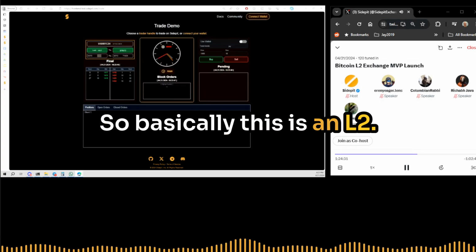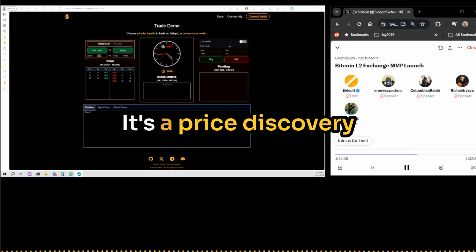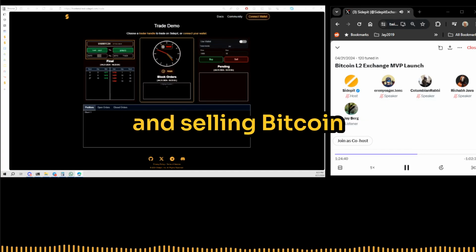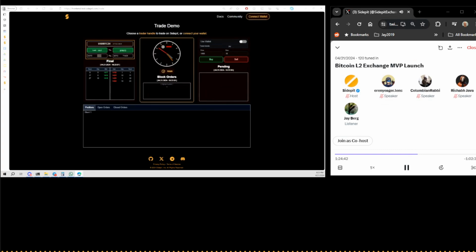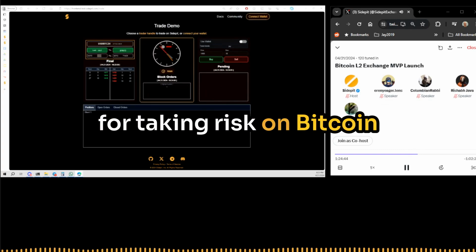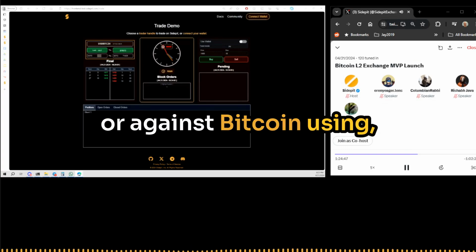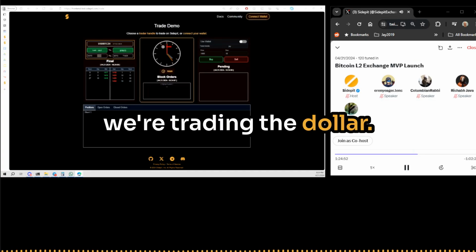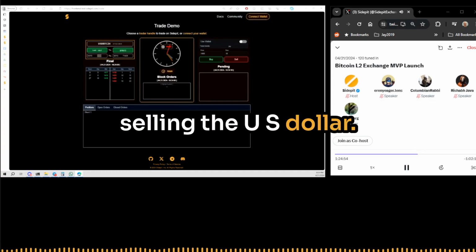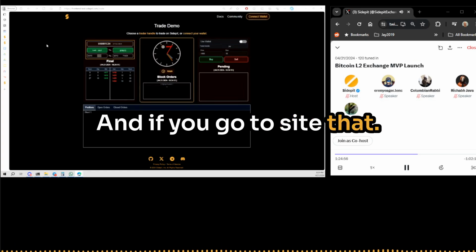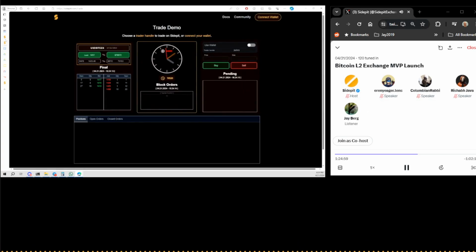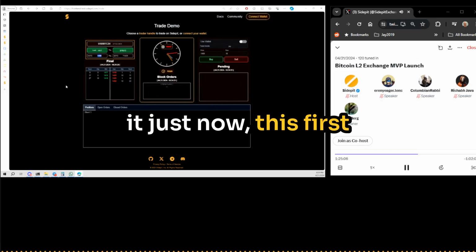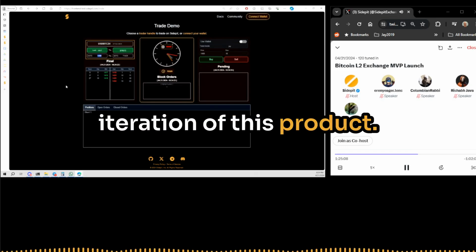Yeah, so basically this is an L2. It's a price discovery mechanism for buying and selling Bitcoin, for taking risk on Bitcoin or against Bitcoin. Since you're using Bitcoin as your currency, we're trading the dollar, so you're buying and selling a US dollar. And if you go to SciPid.com/trade, you'll see it in action. We just released this first iteration of the product just now.